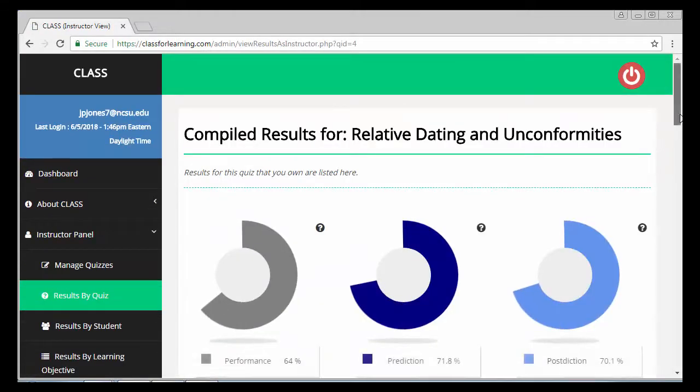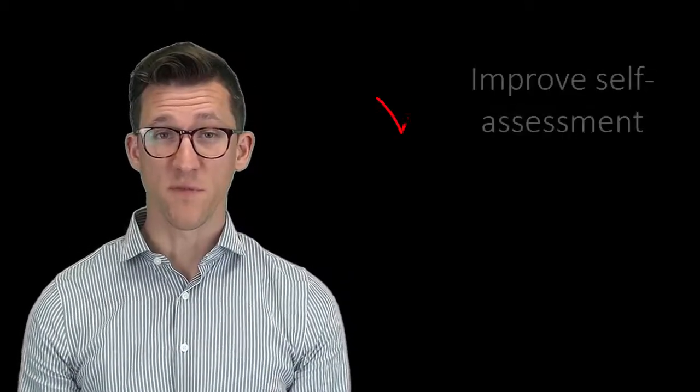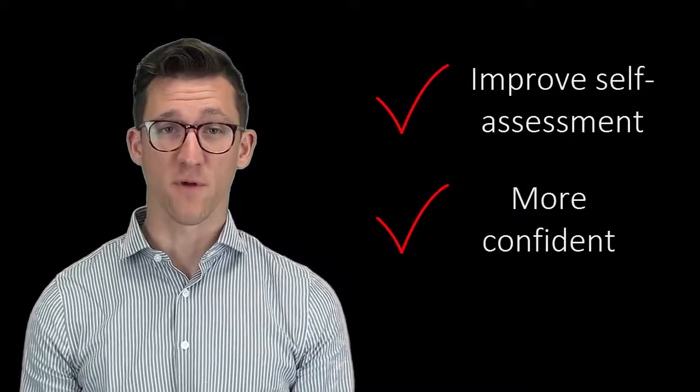CLASS provides an opportunity for students and instructors to be more intentional about their learning. By encouraging students to think about their learning as it's happening, CLASS can help them improve their self-assessment skills and be more confident in preparation for exams. By providing instructors with a straightforward way to measure how well students are learning critical course content, CLASS can help an instructor create a more effective teaching and learning environment.